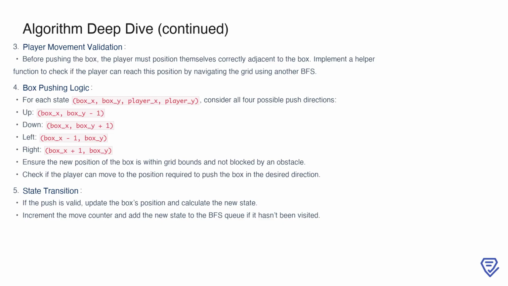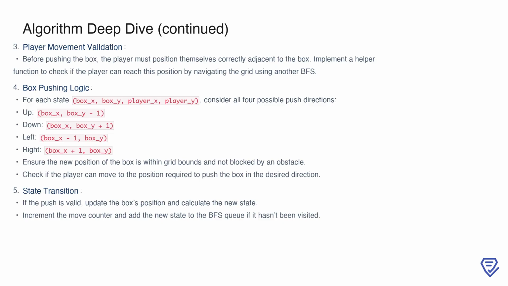Once the player is in place, we consider all 4 possible directions for pushing the box: up, down, left, and right. For each direction, we calculate the new position of the box and ensure it remains within the grid and is not blocked by obstacles. Additionally, we must ensure the player can move to the position needed to execute the push. If these conditions are met, we proceed with a state transition.